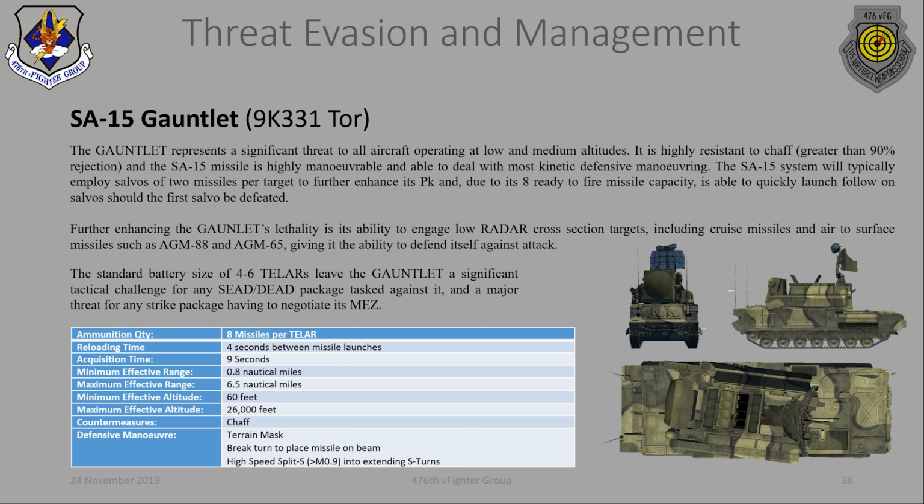SA-15, the Gauntlet, aptly named. One of the more dangerous systems in DCS, as I'm sure you're all already well aware. It's very short acquisition time, really. I say down to 9 seconds. You don't get a lot of time, even if you can come in without it detecting you before it's going to get a weapon off on you.